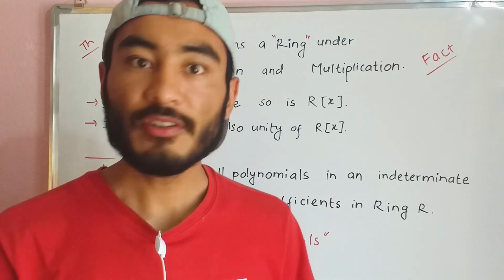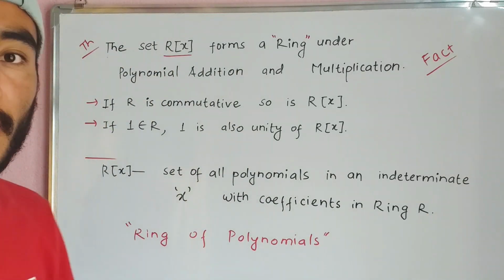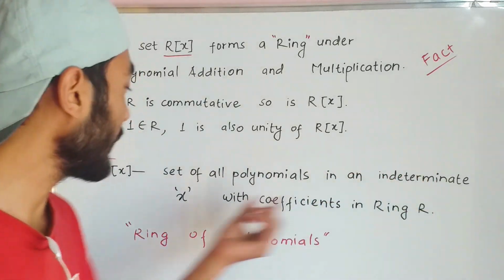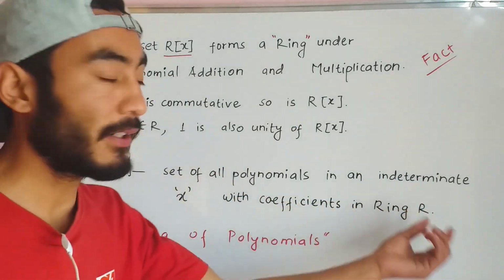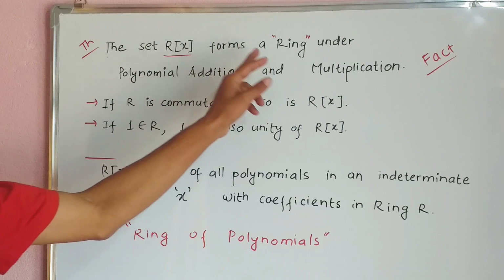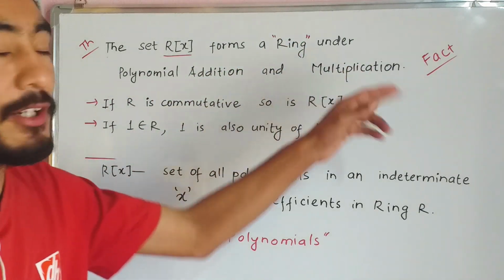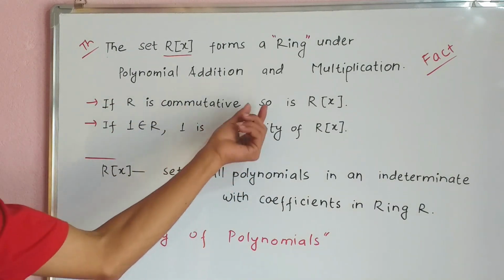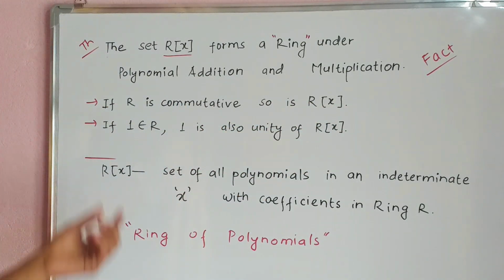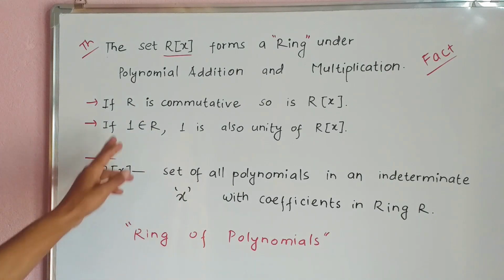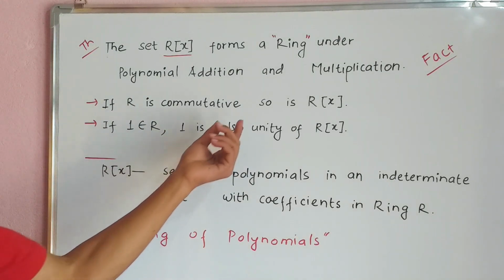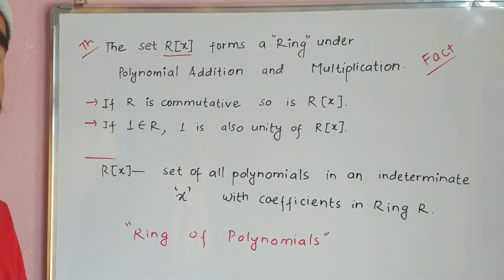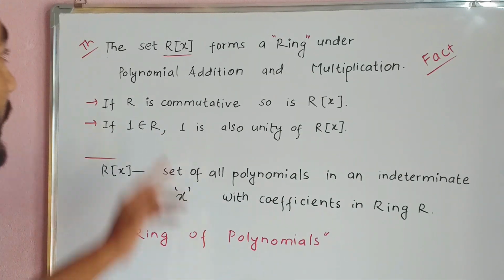Our second topic is the ring of polynomials. The set R[x] is the set of all polynomials in an indeterminate x with coefficients in the ring R. The set R[x] forms a ring under polynomial addition and polynomial multiplication. Further, if R is commutative, so is R[x]. And if R has multiplicative identity 1, then 1 is also the multiplicative identity of R[x]. The proof directly follows from the fact that R is a ring.